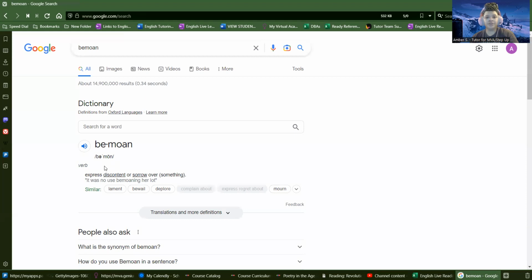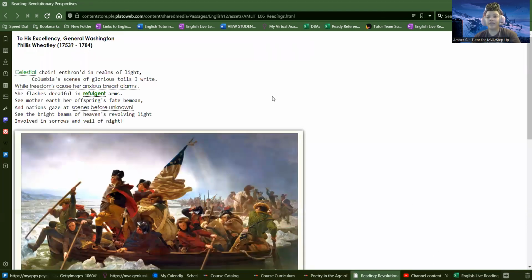Now, bemoan means to express discontent or sorrow over. So bemoan is basically the word that moan comes from. When you bemoan something, you're making that moaning sound. You are expressing unhappiness. So Mother Earth is bemoaning her offspring or Columbia's fate, the fate of America. And when they say the fate of America, they mean the fact that we're being ruled by Britain and that we have to go to war to even get our independence.